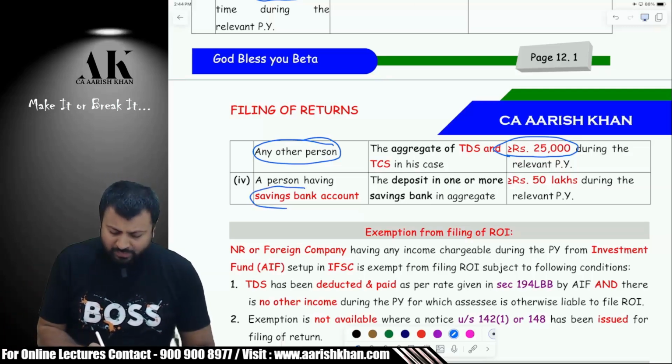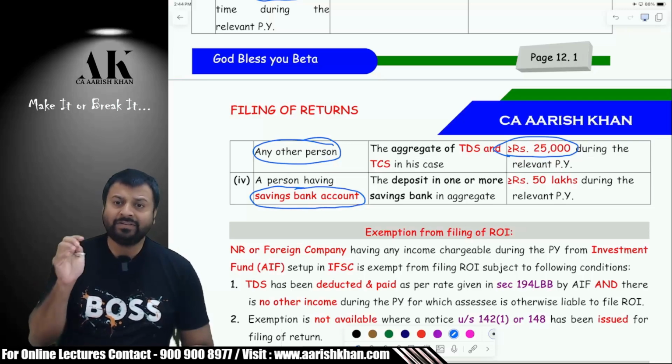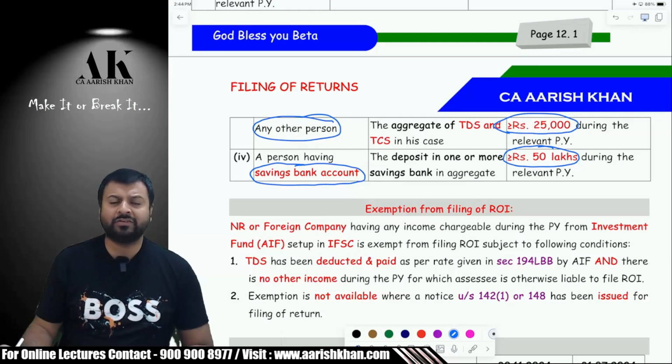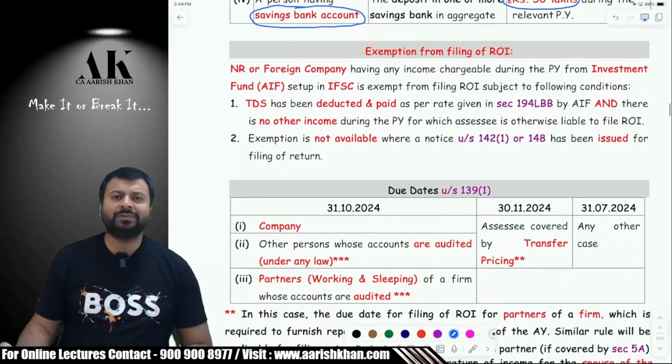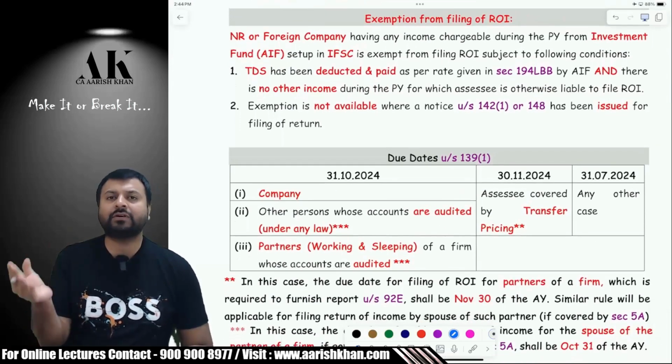If you are a person having a saving bank account, and in the saving bank account, you are depositing in the entire financial year, in one or more saving accounts, 50 lakh rupees or more, you are supposed to file the income tax return. So these are a few categories of people to whom filing of income tax return is mandatory as per the income tax law. Now let us talk about some exemption from filing of ROI.